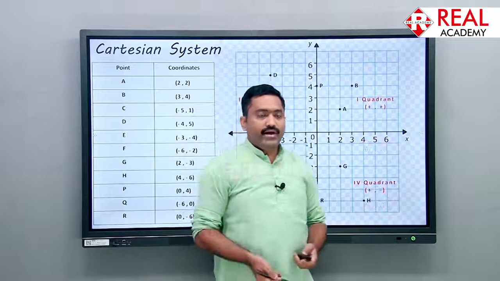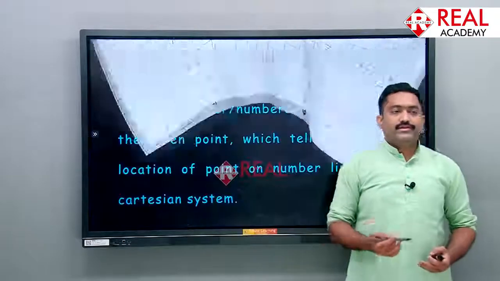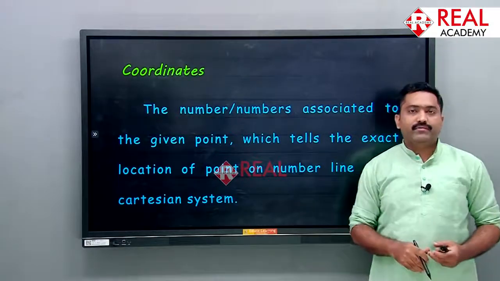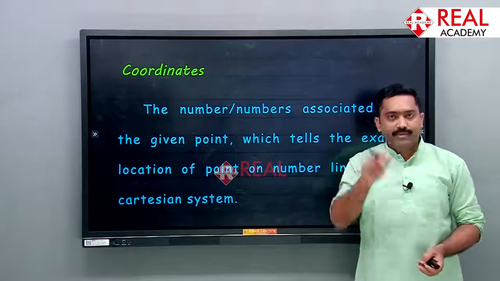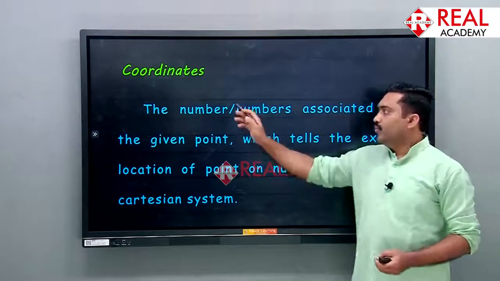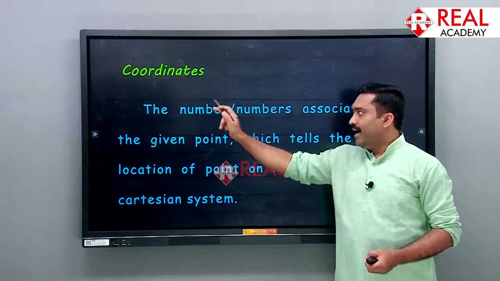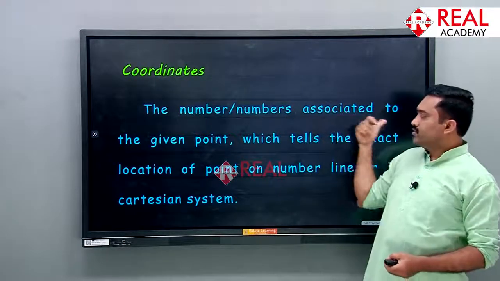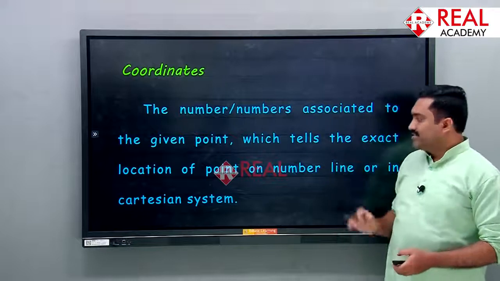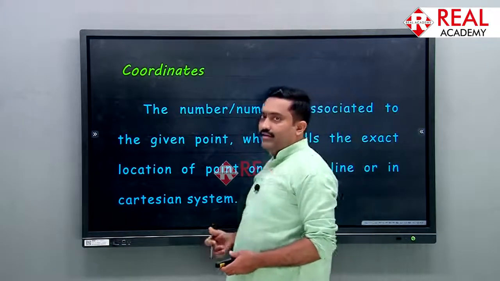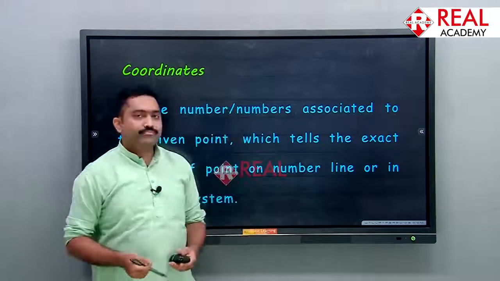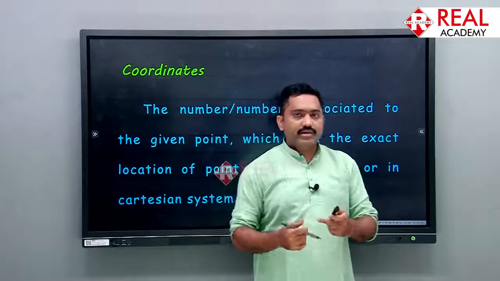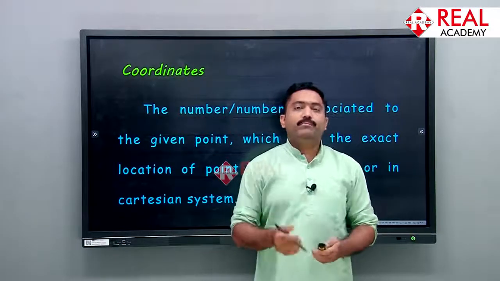And thus we define the coordinates by saying that the number or numbers, अगर एक number line है तो only one number, अगर 2 number lines हैं, 2 dimensional system, तो 2 numbers. So we define the coordinates as the number or the numbers associated to the given point, which tells the exact location of the point in the Cartesian system, is called as the coordinates of the point. So again, to understand the concepts of coordinate geometry more, we will continue the part in the next session.